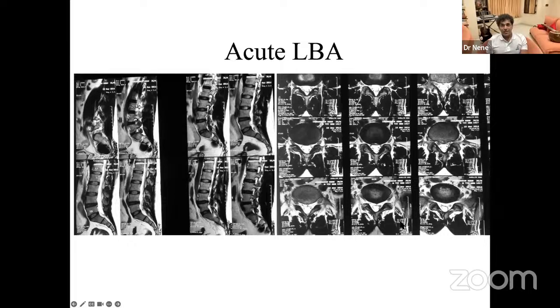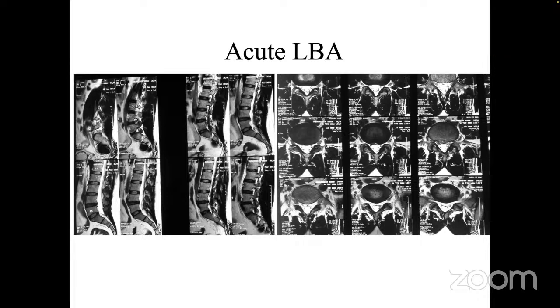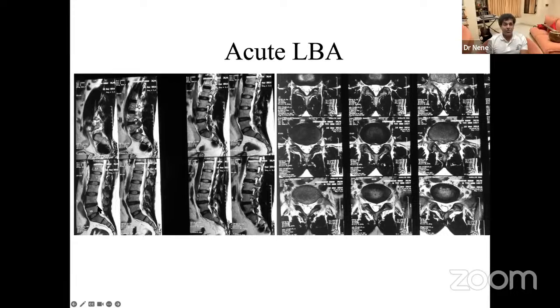Okay, so next, this guy comes with acute low back pain. What is your diagnosis as a now fellowship trained spine surgeon? It was an annular tear. Perfect. Well done, Pankaj. It's a degenerate disc with a high intensity zone there. So it's an acute annular tear, which has caused the symptoms. So this is the image that tells you that.